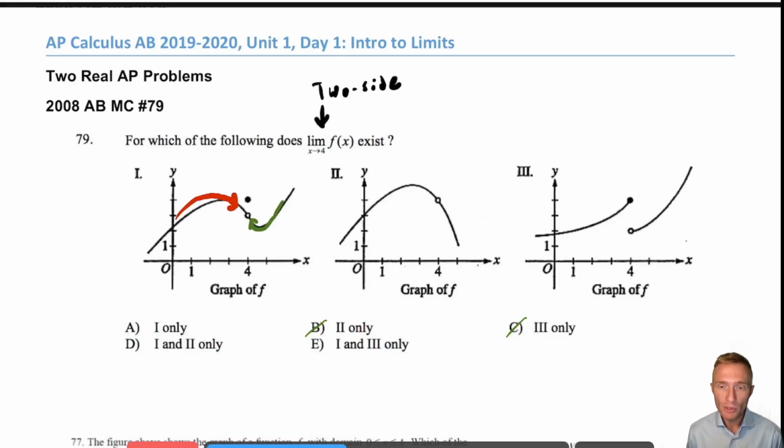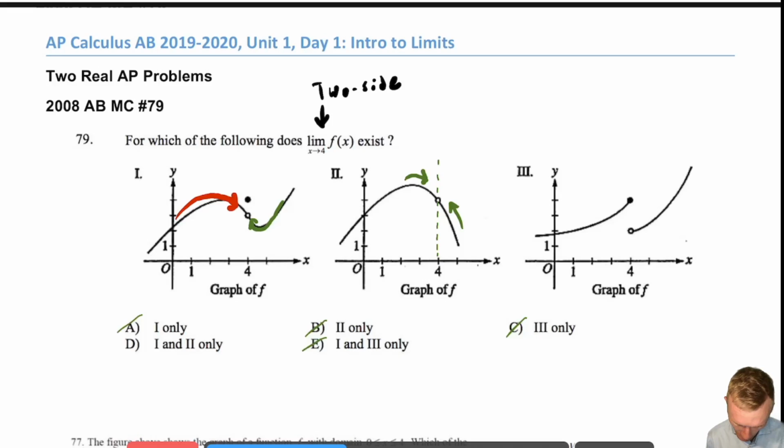Let's look at graph number 2. Graph number 2, same idea. We have a discontinuity here, but that actually has nothing to do with limits. The fact that f of 4 doesn't exist is fine. This limit is still going to be 4 because the limit from the left and the limit from the right are the same. So it's got to include 2.